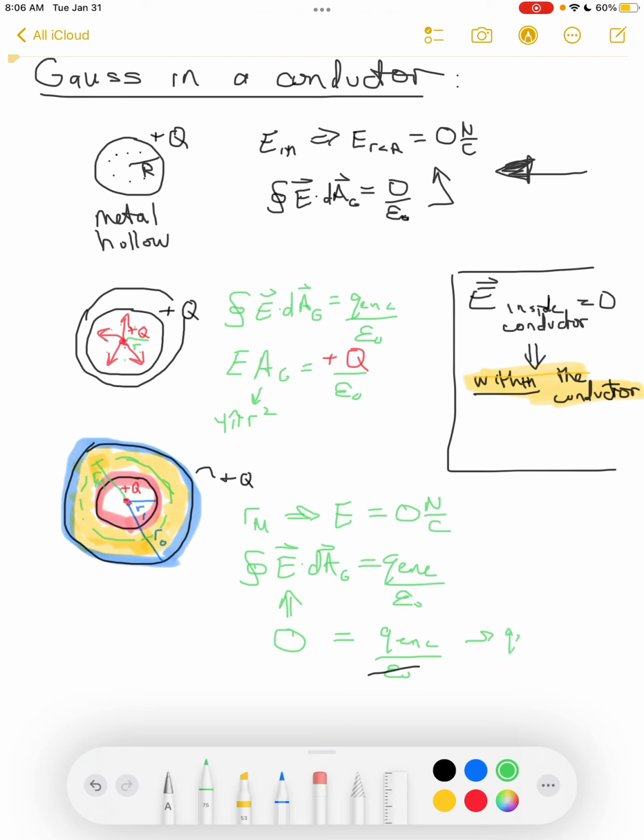Well, the only way this can be true is if, so this equals plus Q, there has to be a minus q. There has to be a minus q. And where is that minus q? Maybe that's a bad choice of colors. Where is that minus q? That minus q accumulates exactly where we drew it, right here, on the inner surface of that sphere. That is the minus q.